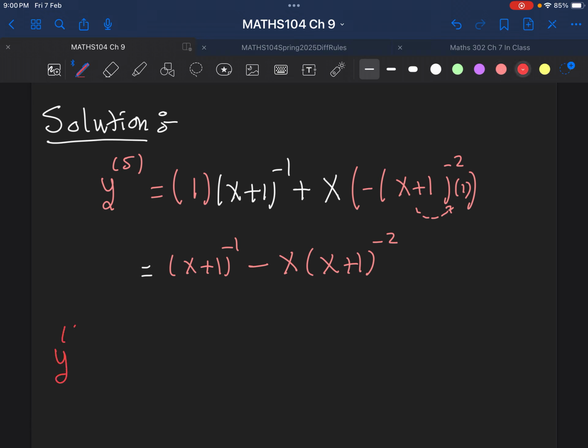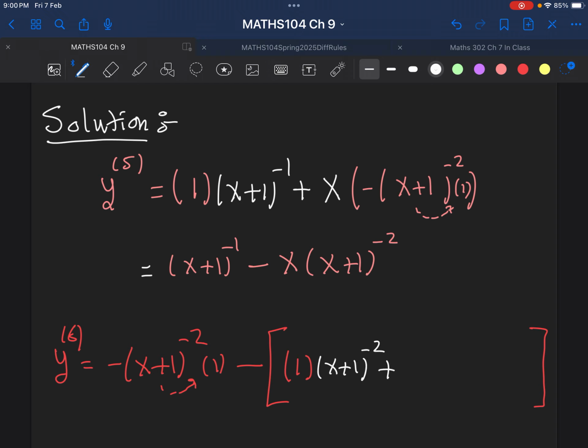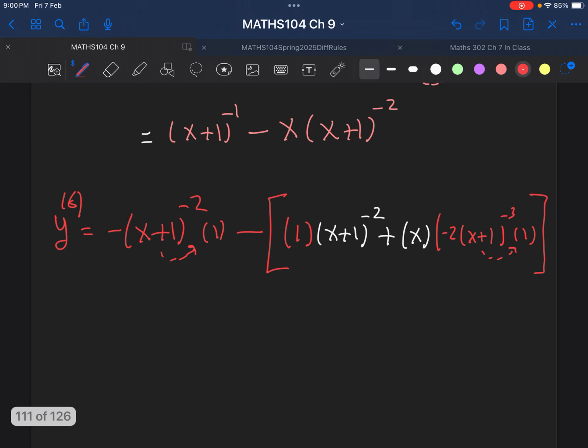Next step, we need to find y power 6. So this will be negative (x plus 1) to the negative 2 times the derivative of the inner 1 minus, and here you have to use the product rule once again. So derivative of x times the second plus first times the derivative of the second. What is the derivative of power minus 2? It will be minus 3 (x plus 1) times the derivative of the inside, which is 1.